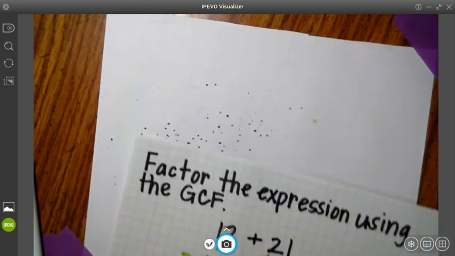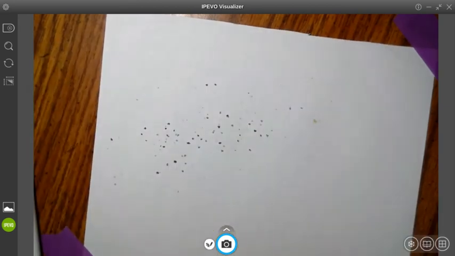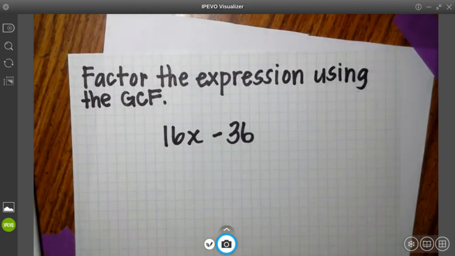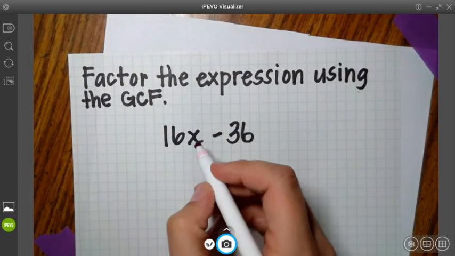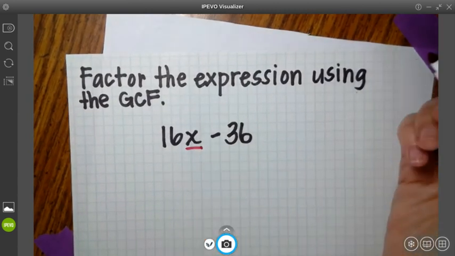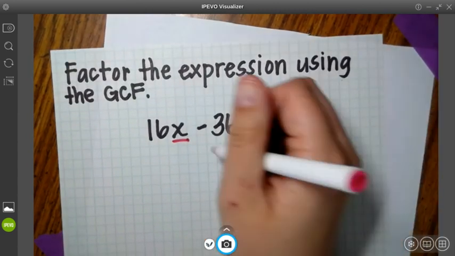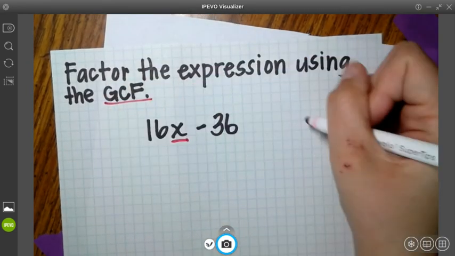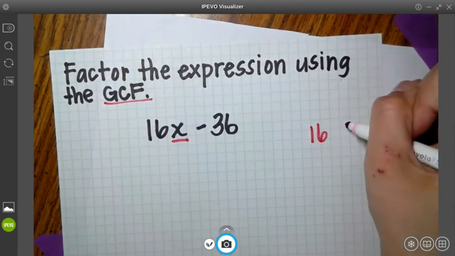Okay, let's take a look at an example when there is a variable. This time it's the same thing, except now they threw a variable in there, but it's the same exact process. Since it says use the GCF, the first thing I'll do is find the GCF of 16 and 36.